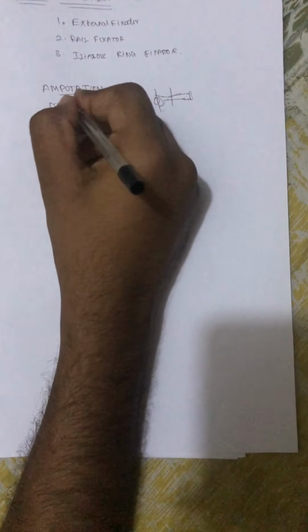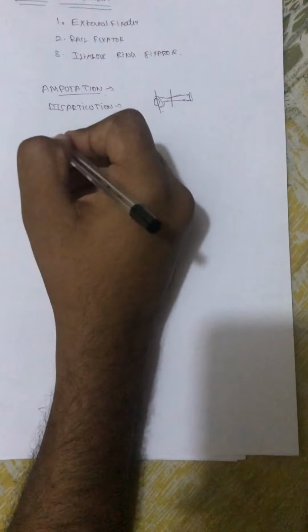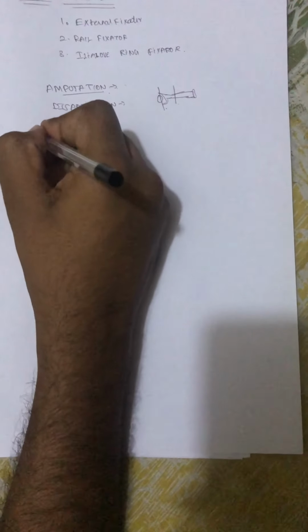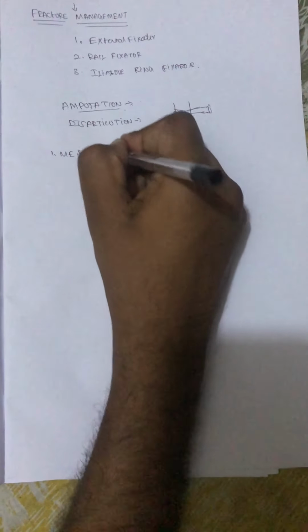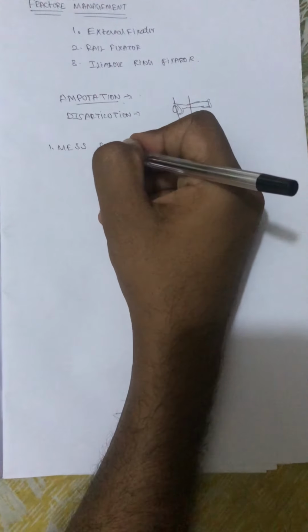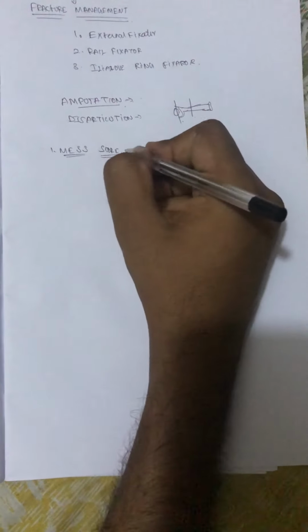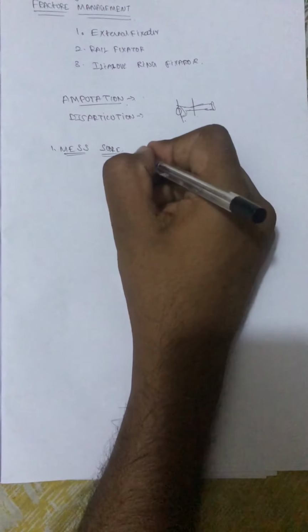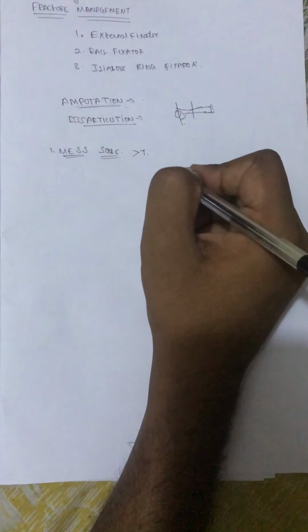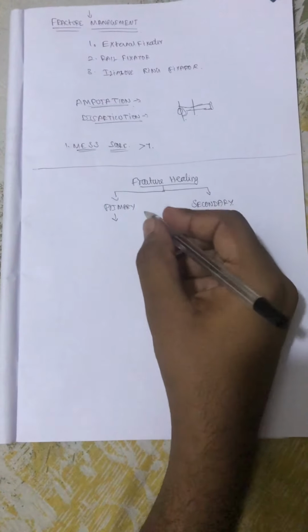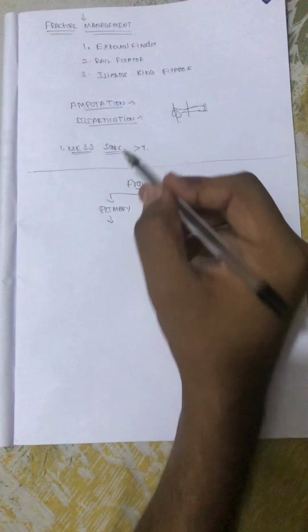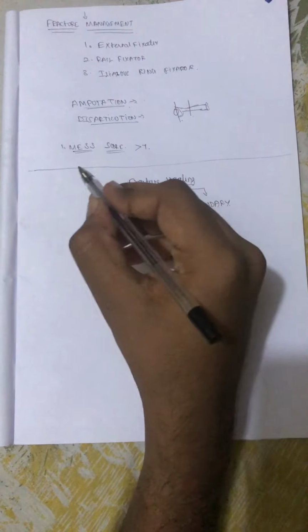Okay, what is the criteria we have for amputation? The criteria we use here is the MESS score. The full form is Mangled Extremity Severity Score. If the MESS score is more than 7, then we will take the decision for amputation or disarticulation. Okay, now we have seen everything we are going to manage. Now, after we fix everything, we will deal with how the fracture heals.